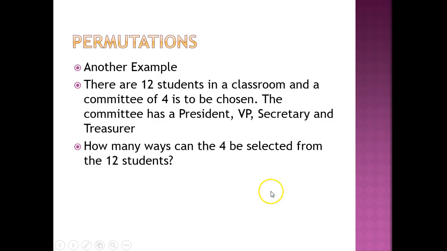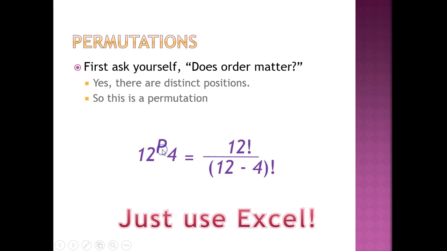Another example, there are 12 students in a classroom and a committee of 4 is to be chosen. The committee has a president, a vice president, a secretary, and a treasurer. 4 distinct positions, so order matters. How many ways can the 4 be selected from the 12 students? It's just a permutation, 12 picking 4. So, did order matter? Yes, there were 4 distinct positions. I could not only be picked, I could have been the president, I could have been the vice president, I could have been the treasurer, I could have been the secretary.